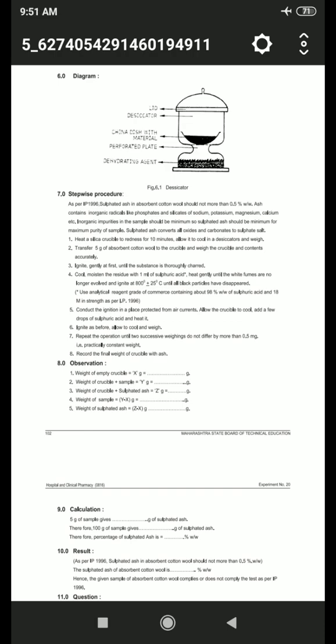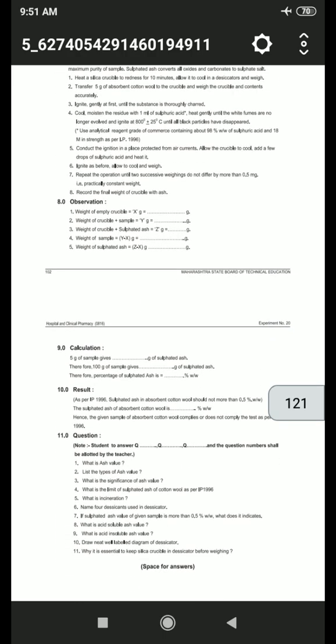Then the weight of sample is y minus x. Y is the weight of crucible with sample and x is the weight of empty crucible. Then the weight of sulfated ash is z minus x. Z is the weight of crucible with sulfated ash and x is the weight of empty crucible.